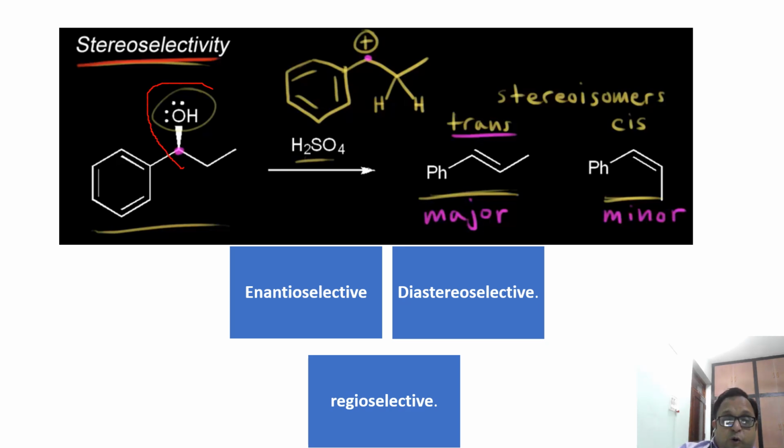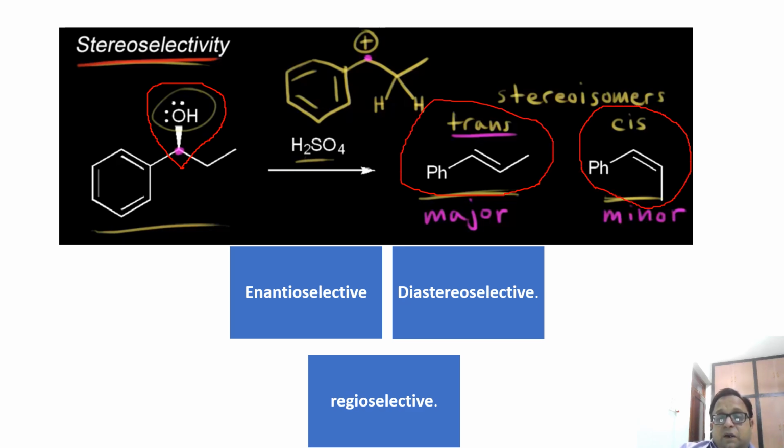This OH is here, on a chiral carbon atom. We are getting two products. One is trans, another is cis. And both are the stereoisomers of each other. Trans is major and cis is minor. So this reaction is called stereoselective.